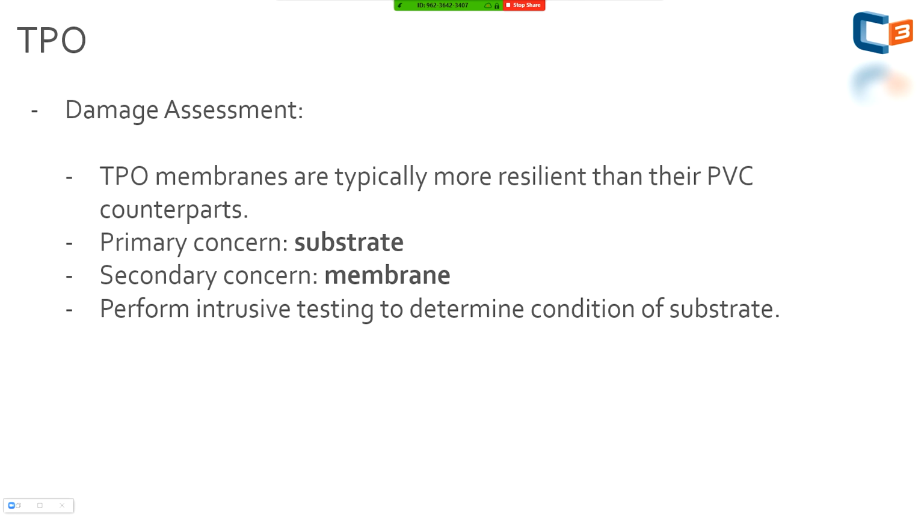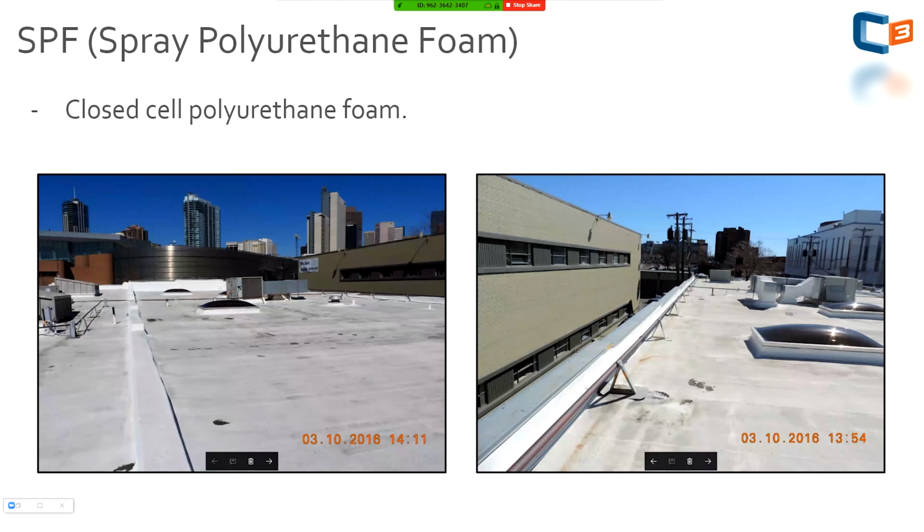So damage assessment on these. So TPO membranes are typically more resilient than their PVC counterparts. Obviously, we just discussed the variables there with both. It's age. Primary concern is going to be the substrate, though. Generally on modern day TPOs, you don't run into a lot of the older types because a lot of them have been replaced already because they've already failed. But in general, they're going to be very, very resilient, and your primary concern should generally be the substrate. Your secondary concern will be the membrane. We're also going to perform intrusive testing on these.